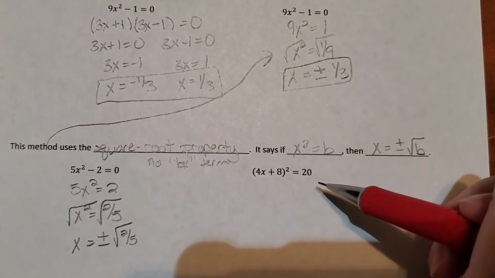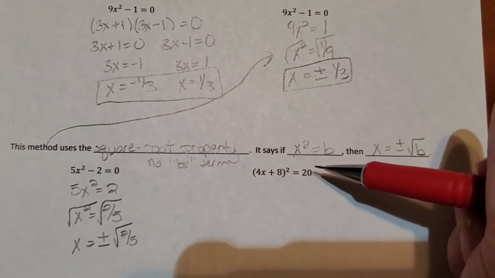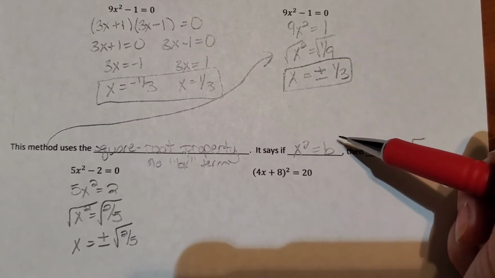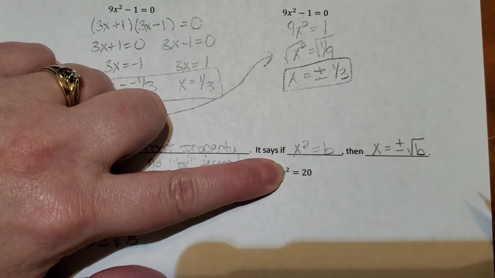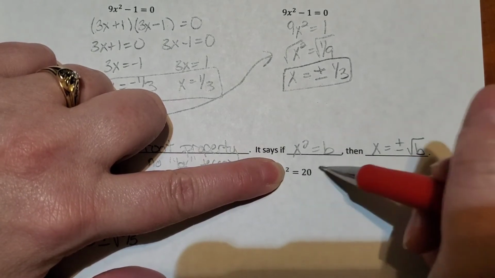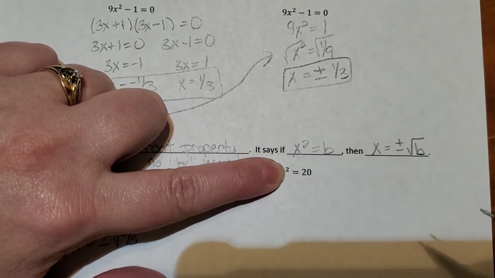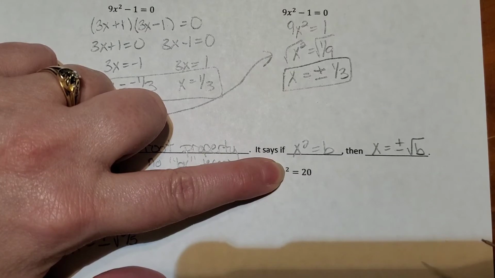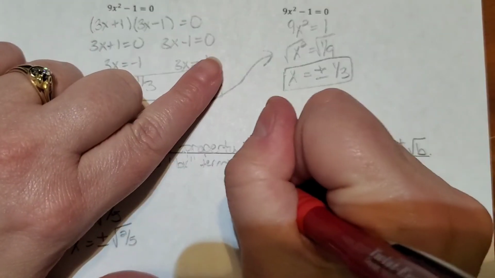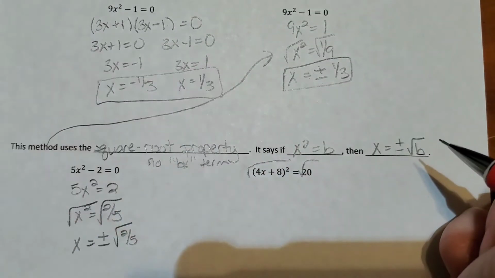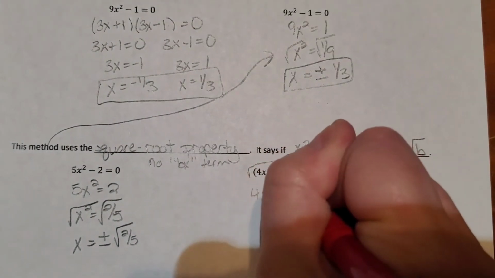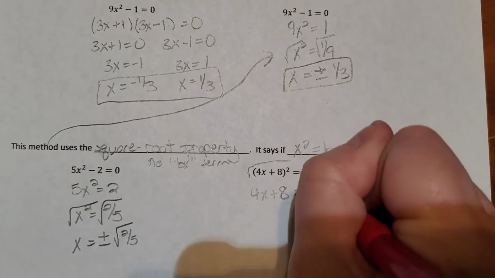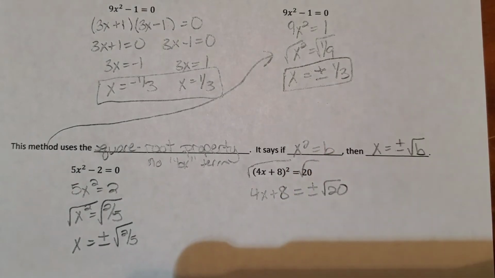We've got another example here. Notice this one's a little different format, but it still fits our square root property. It's still something squared is equal to some number. Doesn't matter what that something is. Something squared is equal to some number, and so we can take the square root of both sides to get rid of the squared. So when we take the square root, on the left, the square root and square cancel, we get 4x plus 8. And on the right, we get plus or minus the square root of 20.